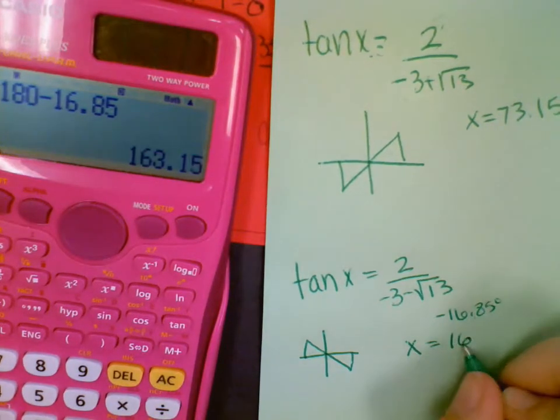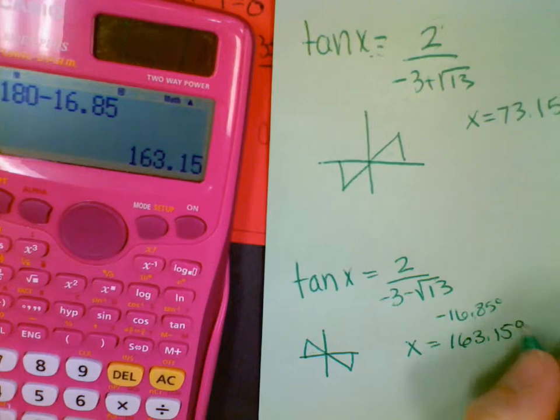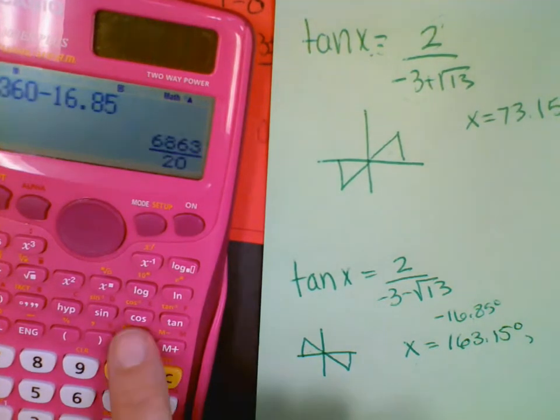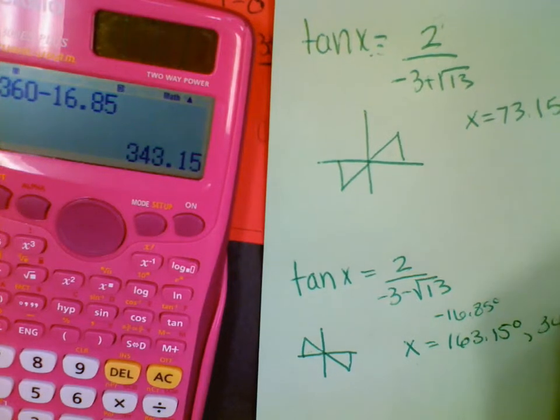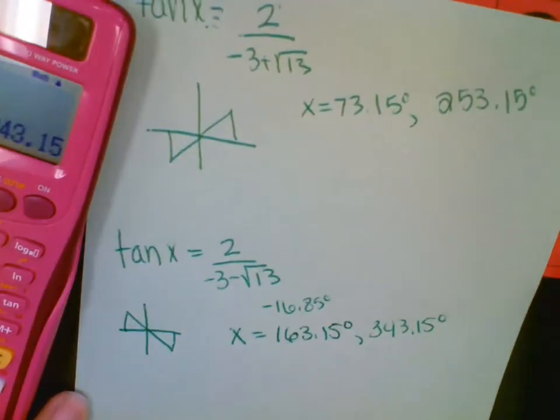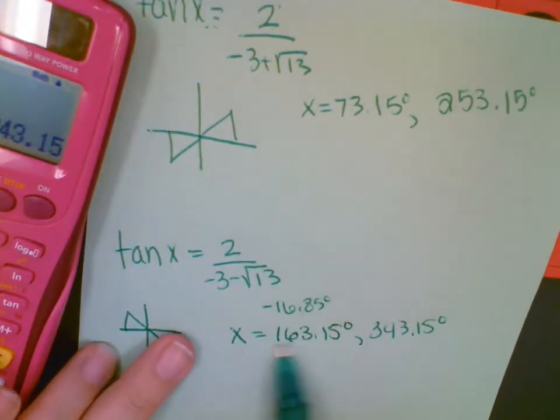So I have 163.15. And then 360 minus, so 343.15. Okay, so from this problem we got those 4 answers, the 2 from up here and the 2 from down here.